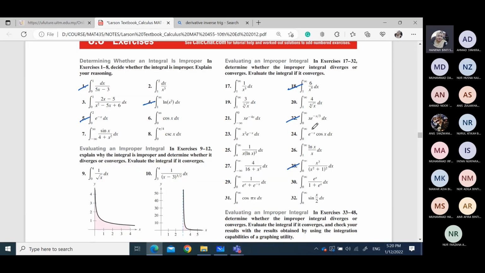Okay, so class, we continue our discussion on improper integral. Okay, so everyone can see my screen? Boleh nampak ya? Boleh. Okay, very good.